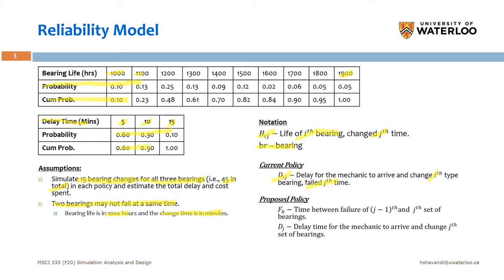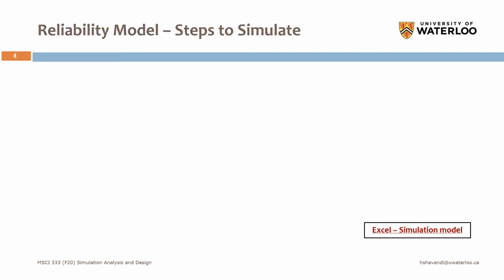But for the proposed policy, we'll have Fk, the time between failure j minus 1th and jth set of bearing, right? And Dj here will be for the jth set of bearing, not for a specific type of bearing, okay? So let's see how we implement this model in Excel.